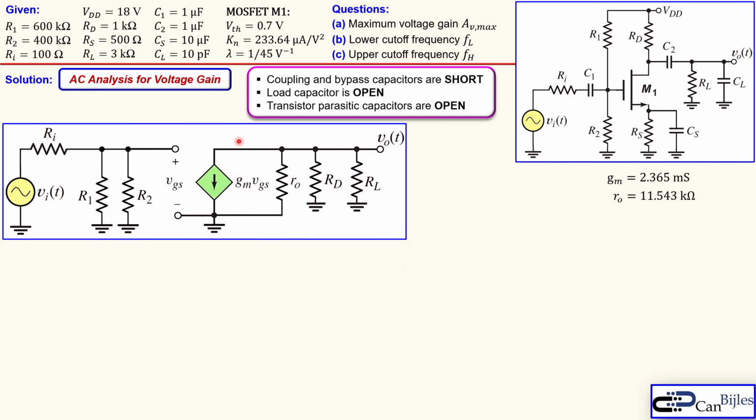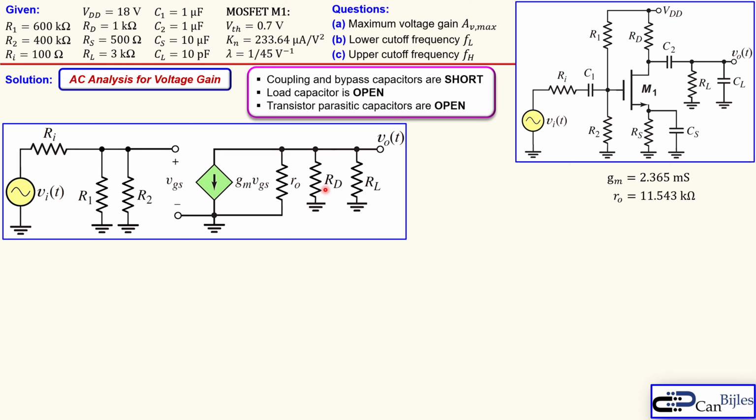So we have this mid part, which is the model, where you see the GM VGS and also the RO because of the channel length modulation. And here we have the drain node, the gate node, and the source node. Now the source node, if I start with that one, that is shorted. Why? Because we have the capacitor CS, which is shorted because of this condition we use for this AC analysis for the voltage gain. We also see that this RD is going to VDD, which is in the AC domain grounded.